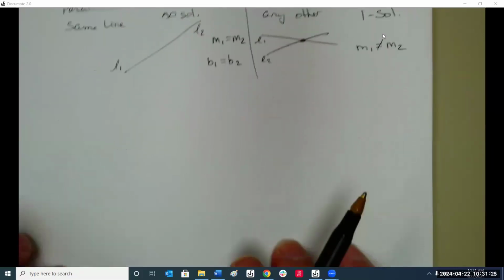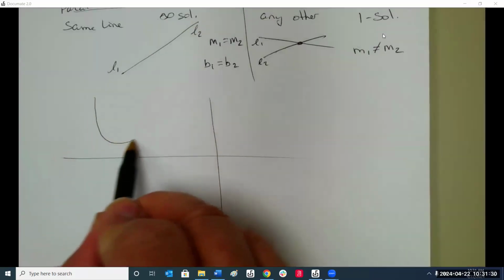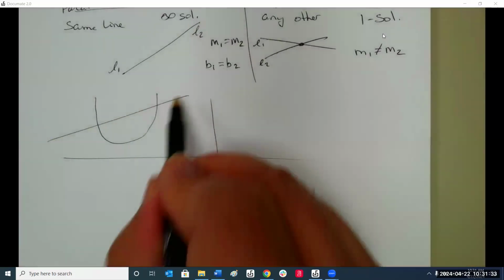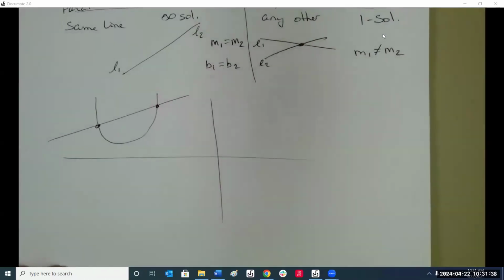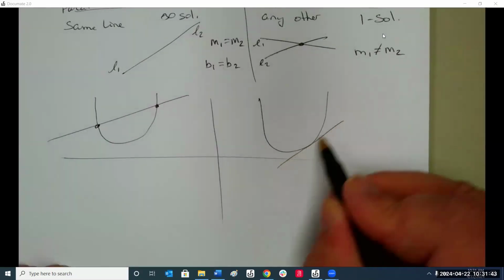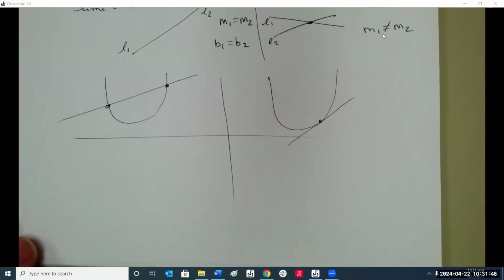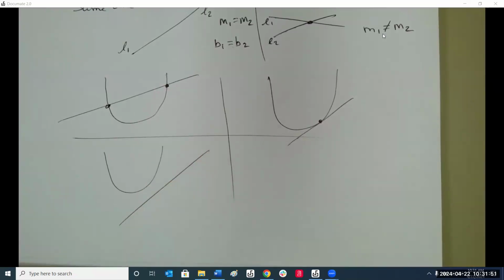But then again, we also can have other types of graphs, because what if one graph was a parabola and another one was a line? This one has two possible solutions. Or it could have one possible solution. Or it could have no solutions. So it all depends on what your equations are. You have to set them equal to each other to solve for the two equations.